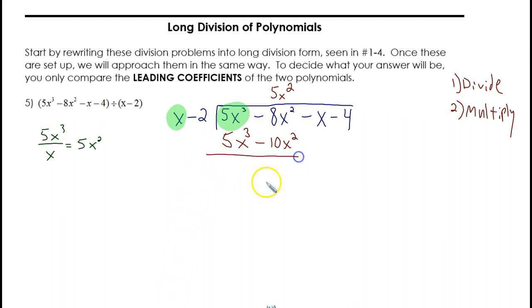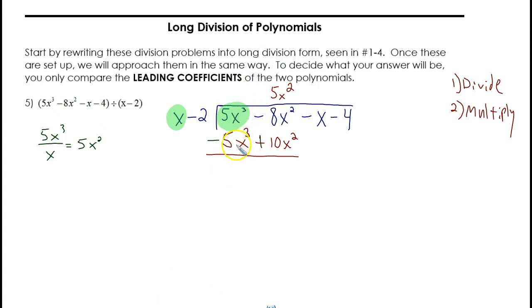Now, at this point, I'm going to subtract. You must remember that when you subtract, you're subtracting this term and this term. You're subtracting them both. Well, when I subtract a positive, I subtract. When I subtract a negative, I actually end up adding. So it's really important that you change both of these signs before you subtract down. And then we're going to do our subtraction.